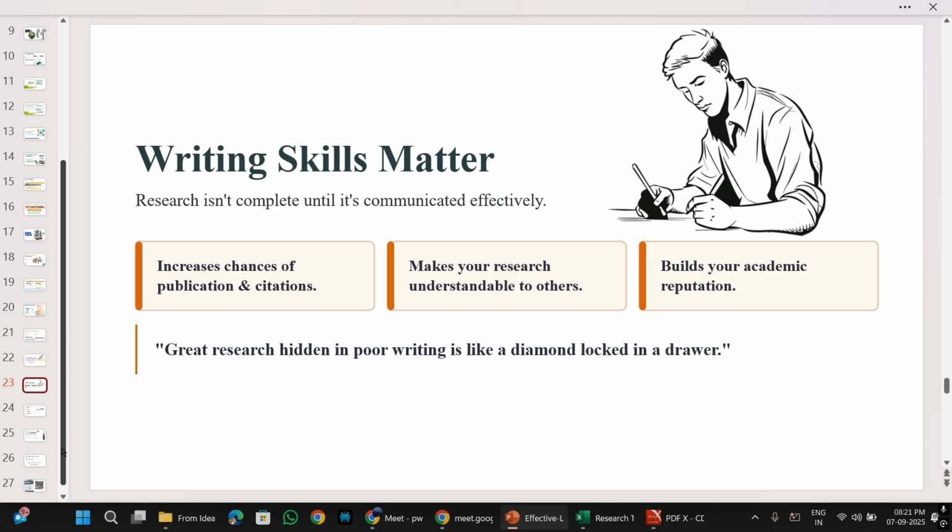So writing skills really matter. Research isn't complete until it's communicated. If you did some research, you communicate it, tell it to others. And how do you tell it to others? You don't tell it to your relatives or to your friends who are in some other field, isn't it?